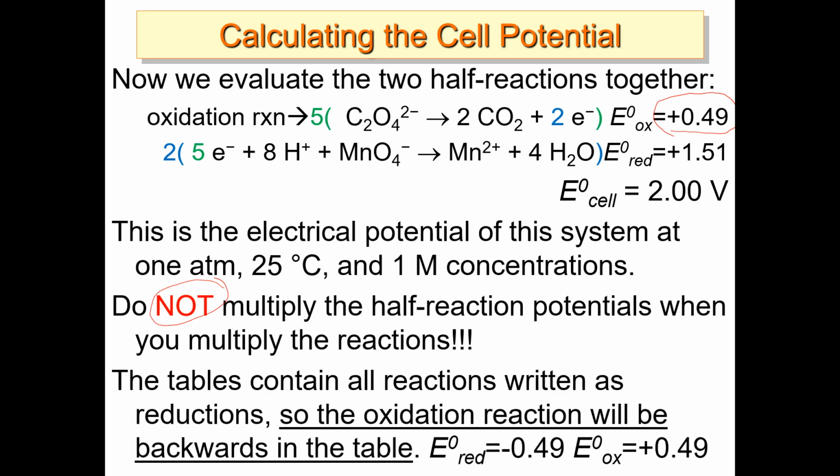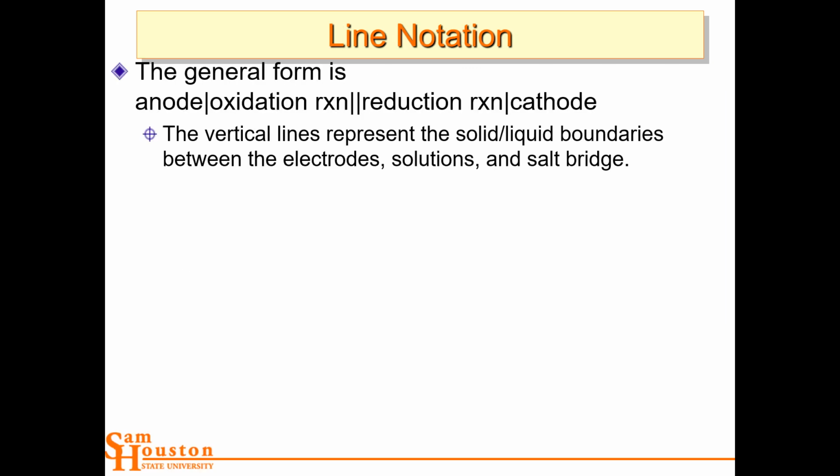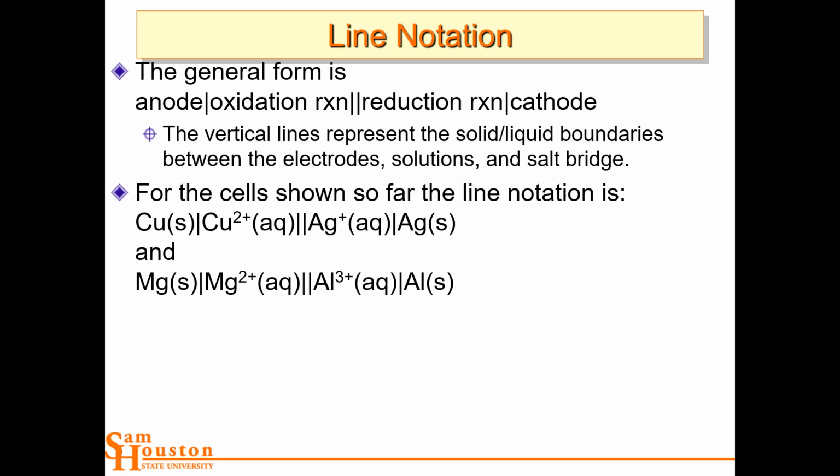And so I was just reiterating that if you find this in the potential table, it's going to be a negative 0.49, and you flip it because it's an oxidation reaction. Now there's some information on line notation. It's just a shorthand for writing out these cells. It's not that bad, but you've got to remember this key right here. It starts with the anode, goes to the cathode. It's in alphabetical order.